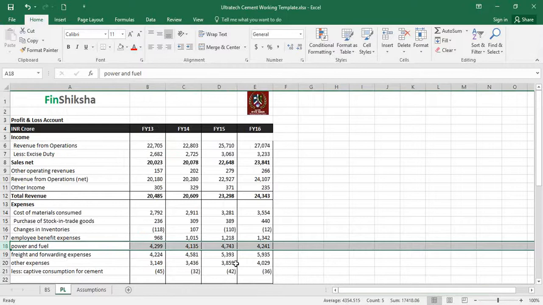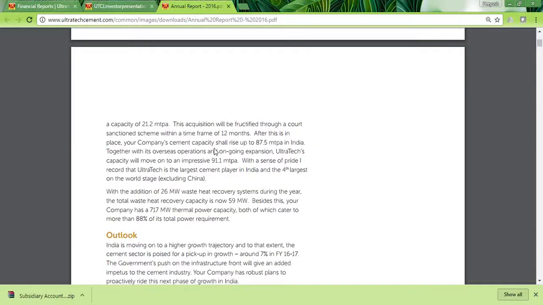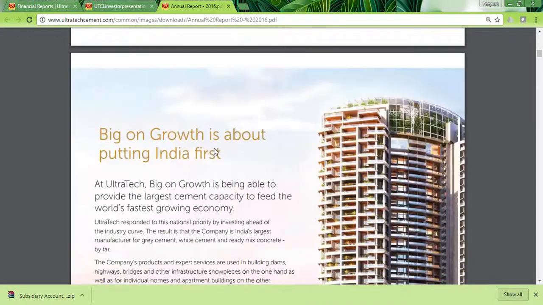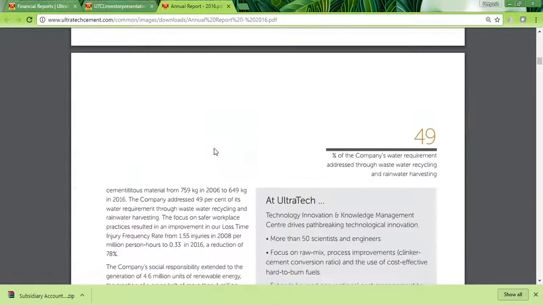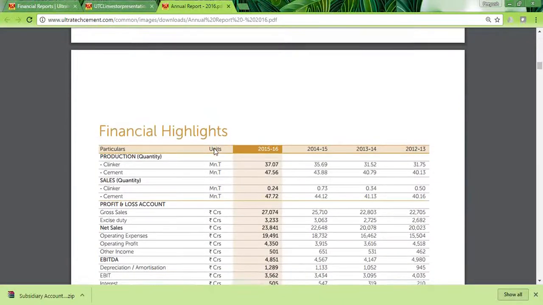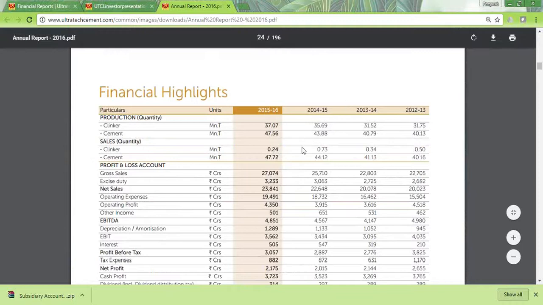They have put in the power plant for their own requirement, correct? So that's the other important task that we find in terms of the power plants. Let's try and build the capacity and sales volume into the sheet. As we keep going ahead, we will see the data in terms of financial highlights, right? So they do give cement production and cement sales volume for this data.